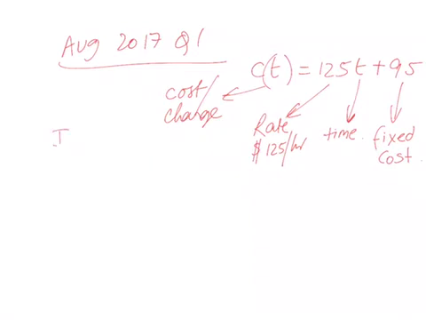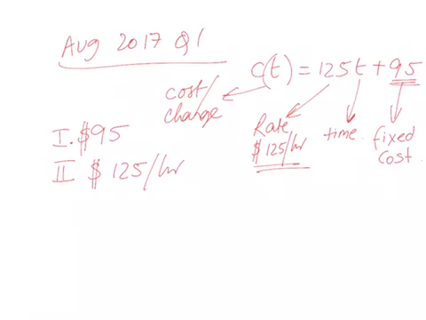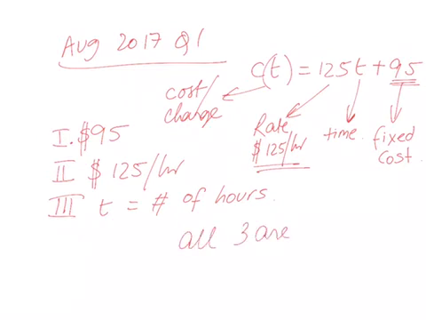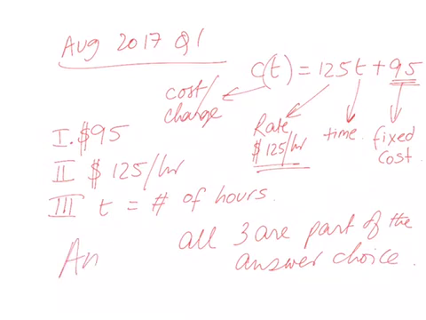Now look at answer choice 1. House call costs 95. So every time you call, you'll be charged the $95, right? Answer choice 2. 125 per hour. That's right here, right? And 3 is the number of hours. T is the number of hours. So which ones apply? All three. All three are part of the answer choice. So, answer 4. Boom. All three are part of it.